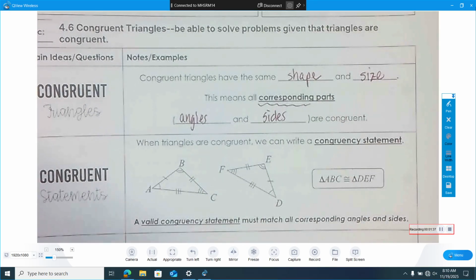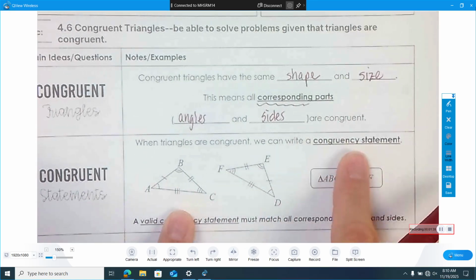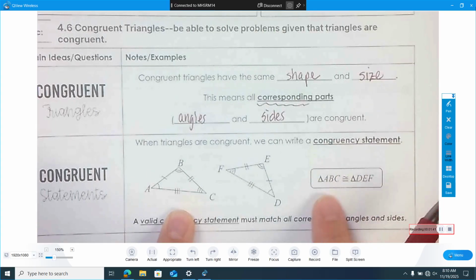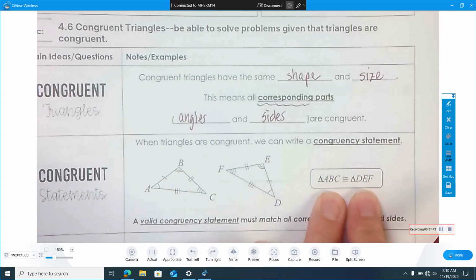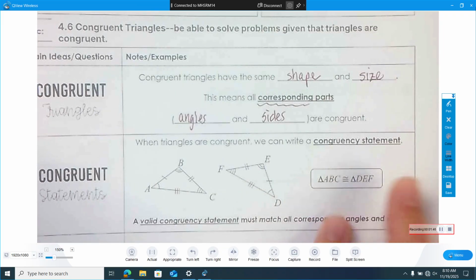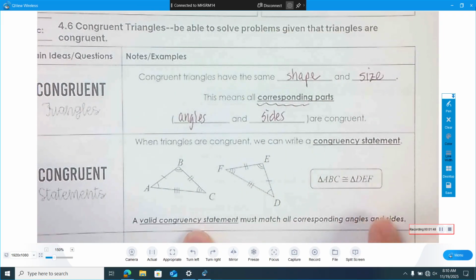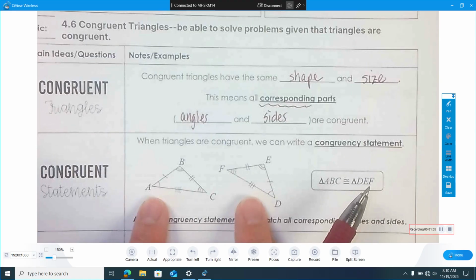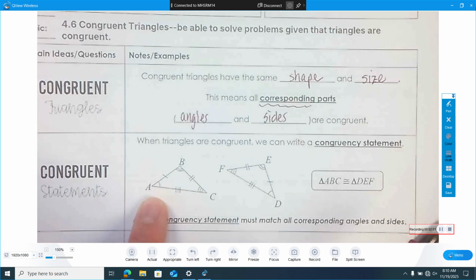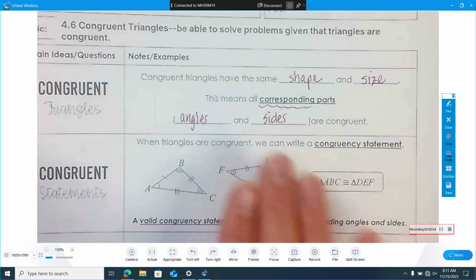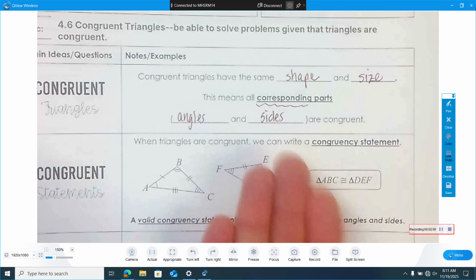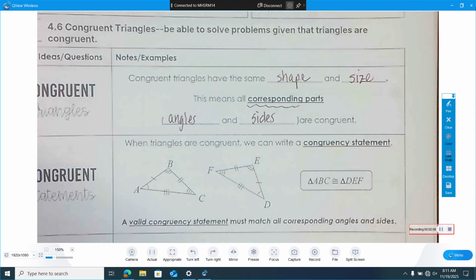And so when triangles are congruent, we can write a congruency statement. This is a congruency statement. And a valid congruency statement must match up all corresponding angles and sides. And you can see here, these two triangles look very similar, but are they oriented the same way? No, they're not. In fact, I think if you were to flip this triangle, then they would be more closely oriented the same way.